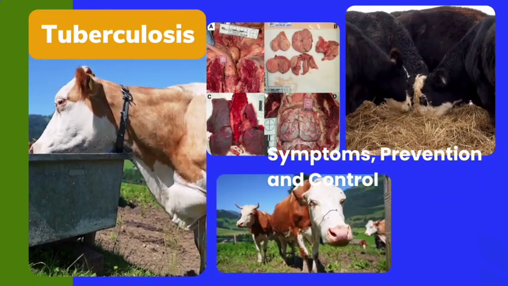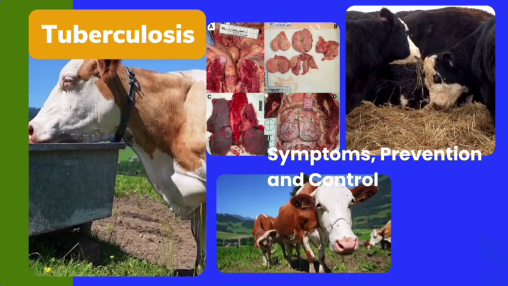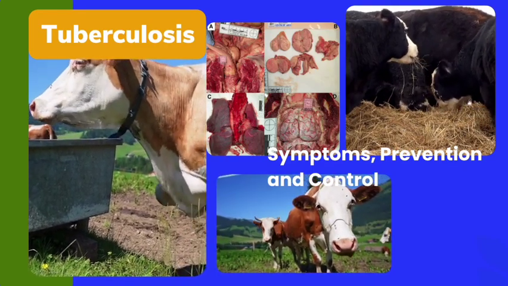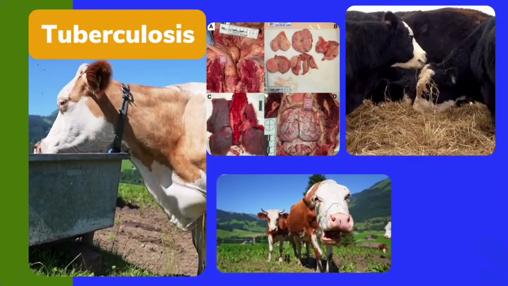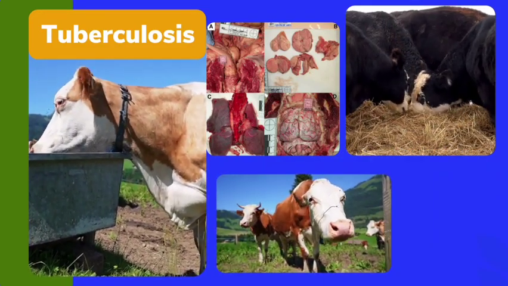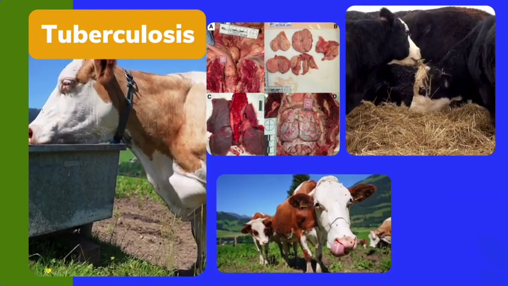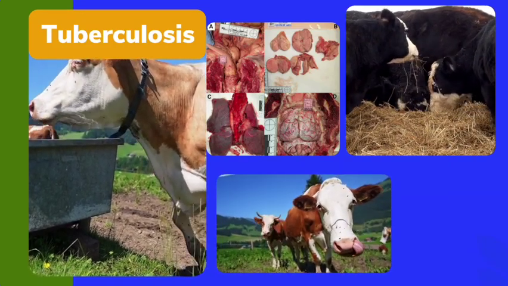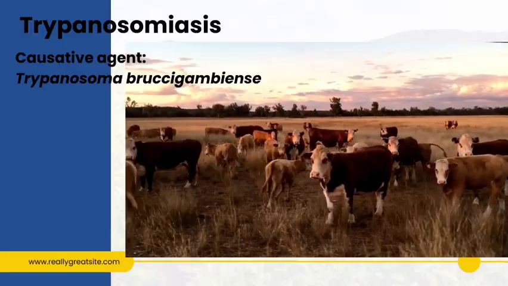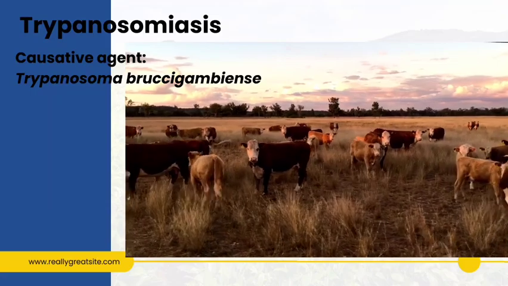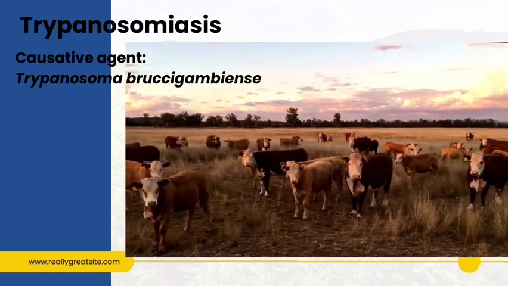One of the symptoms is difficulty in breathing. Now, also there is acute dry cough in the infected animal. There's also incidence of loss of weight. There's also emaciation, and by the time the farmer goes for more in-depth examination, there is enlargement of the liver, spleen, and intestine. Now, the next one is trypanosomiasis.